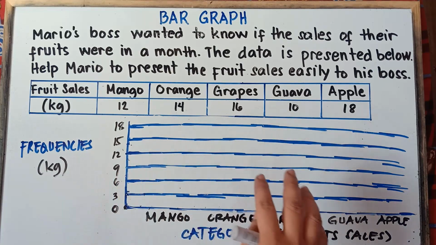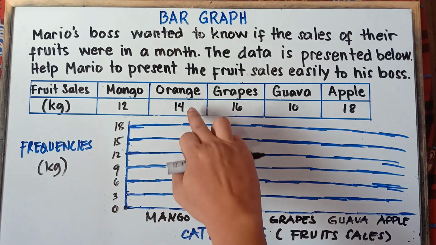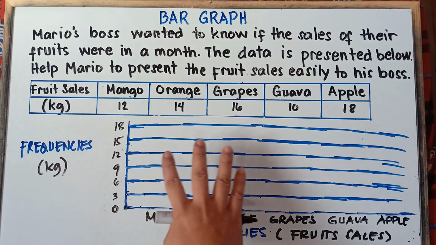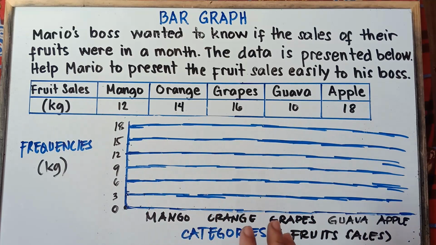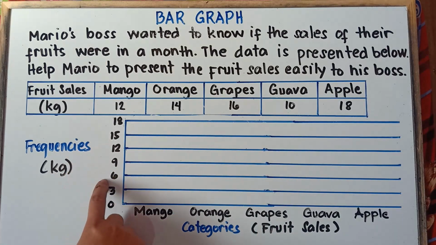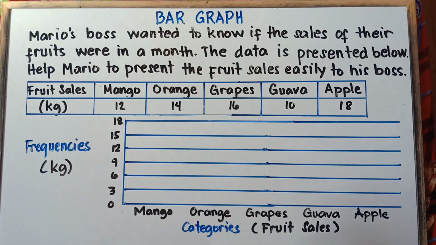So let me just draw this again, class, and then we label this one. 12 for mango, 14 for orange, grapes, guava, and then apple. Alright, so we already have our graph, class. We have the categories, fruit sales: mango, orange, grapes, guava, and then apple. And this will be the frequencies. We have 0, 3, 6, 9, 12, 15, and then 18. We skip count by 3.